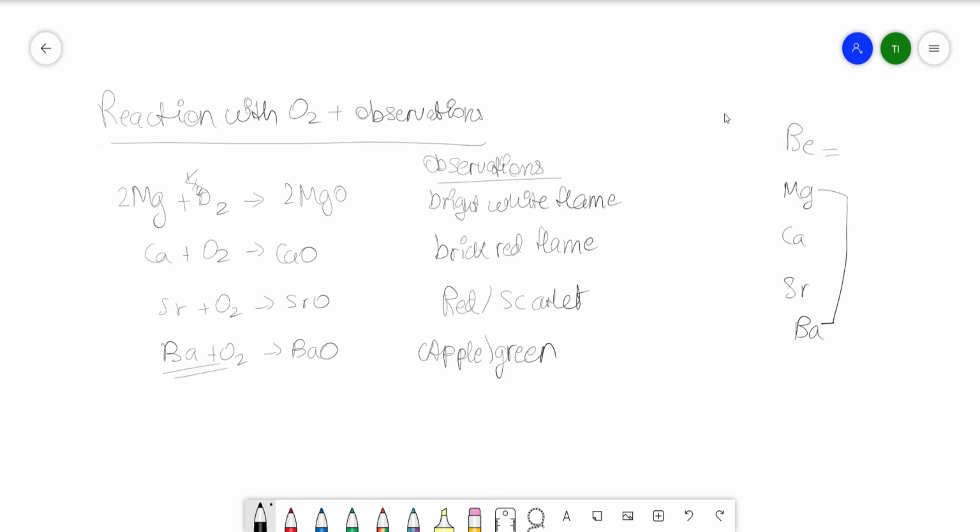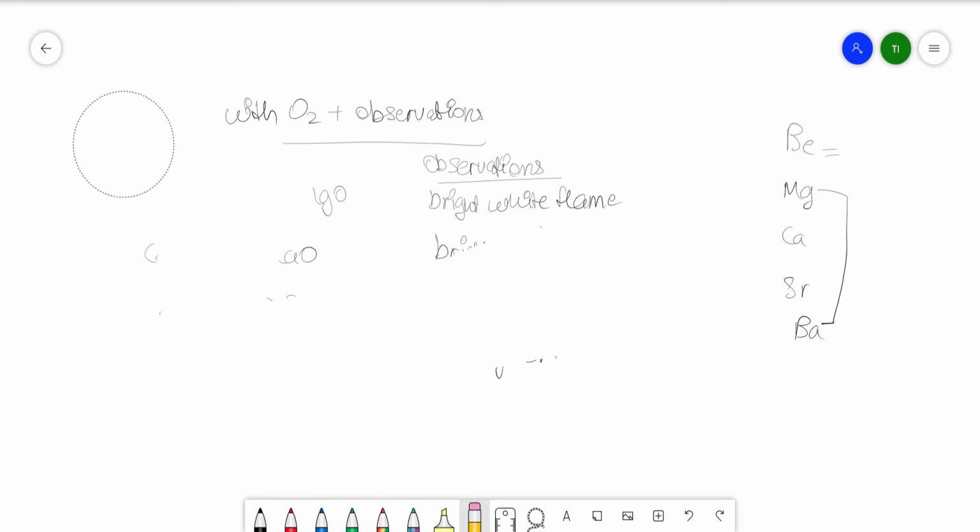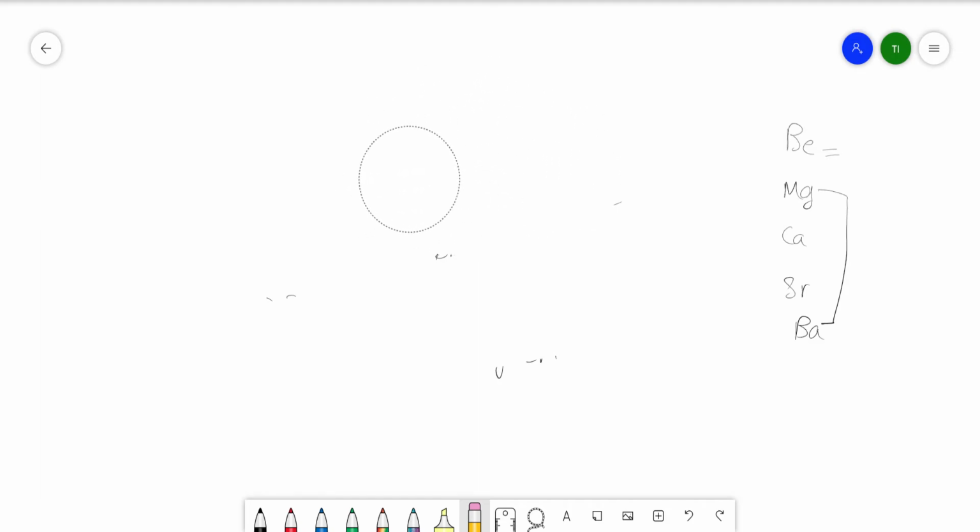If you've ever seen a green apple, that's basically the color that's observed when pure barium is reacted with oxygen. Okay, so these are the observations, and this is the reaction. It's recommended that you note this down. Anyway, next we'll move on to some reactions, like the trend in reactivity down the group.